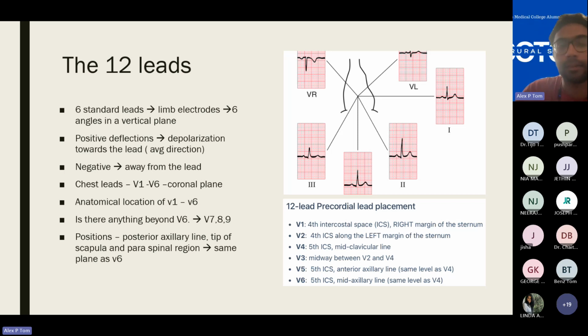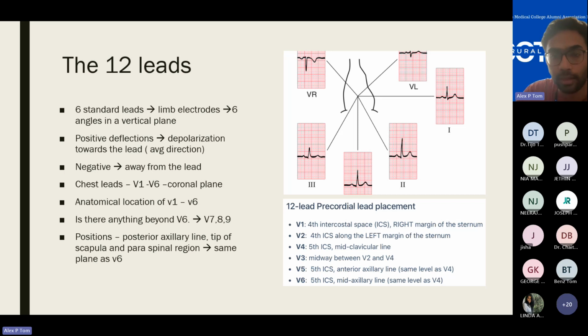Any electrical current moving towards the lead would essentially cause a positive deflection. And any electrical event moving away from the lead would cause a negative deflection. A classic example of this is lead 2. You know that atrial depolarization, the P wave, starts from the SA node, conducts through the atria, and then comes into the ventricles.